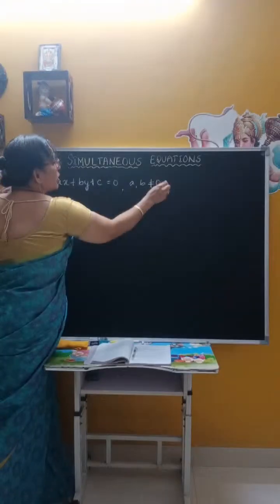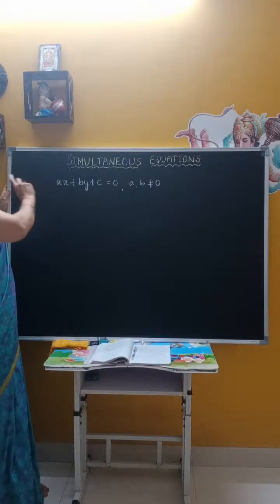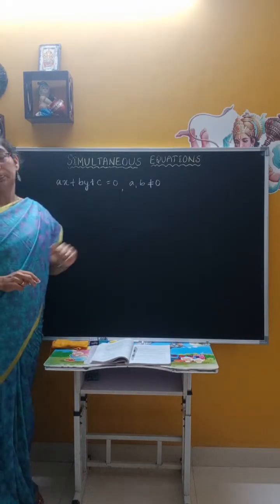Let us recall what we have learned in the previous class. What is the general form of a linear equation in two variables? The general form is ax plus by plus c is equal to 0. Here the condition is that a and b should not be equal to 0, and a and b are real numbers.